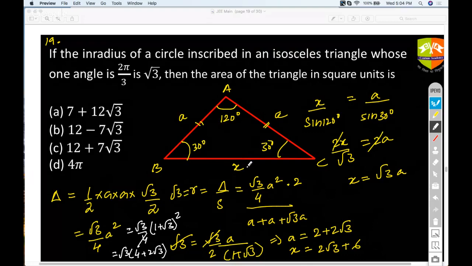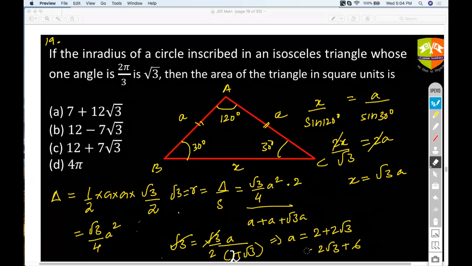A plus root 3 a by 2. 2 goes up. Okay, that's 2a. Okay, I got the mistake. This has to be 2 over here. A small mistake. Yeah. So let me just complete this again.